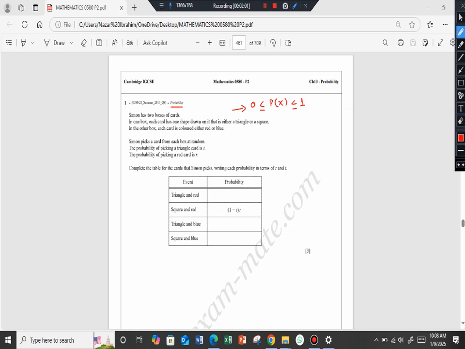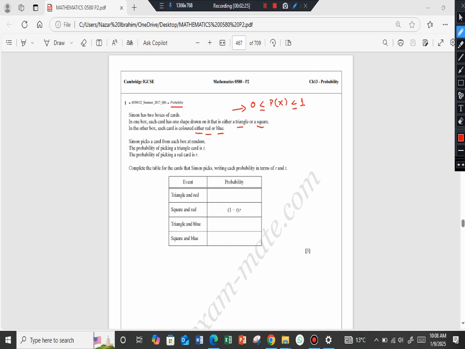The first question is: Simon has two boxes of cards. In one box, each card has one shape drawn on it, that is either a triangle or a square. In the other box, each card is colored either red or blue, right? Two boxes are there. One has shapes drawn, triangle or square. The other box has cards colored either red or blue. Simon picks a card from each box at random.